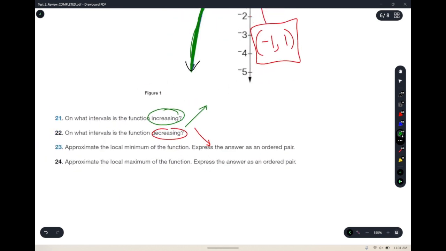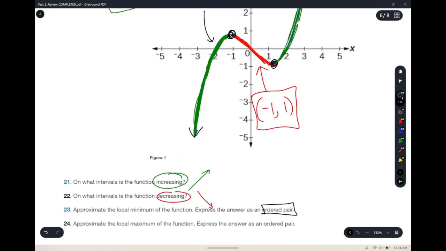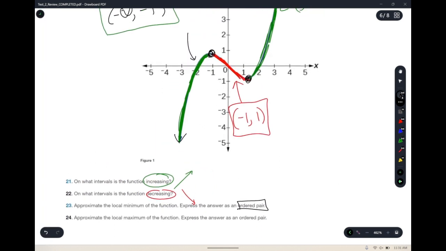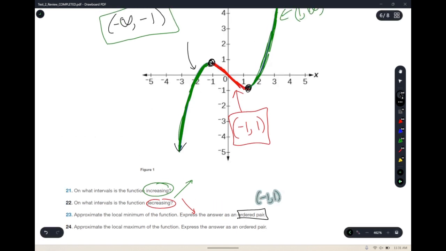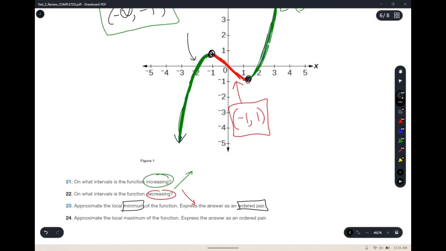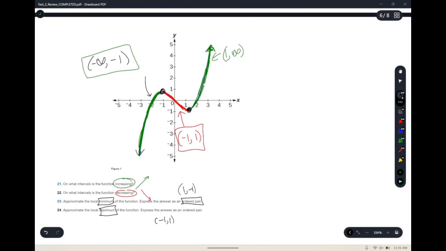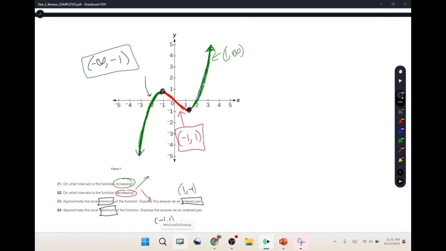Approximate the local max. Express it as an ordered pair. So where is there a max? Negative 1, 1. And where is there a... Oops. That one says min. There's a max at negative 1, 1 and a min at 1, negative 1. Cool. Not a hard type of problem, but a fair game one that I guess I just didn't make it to the review.